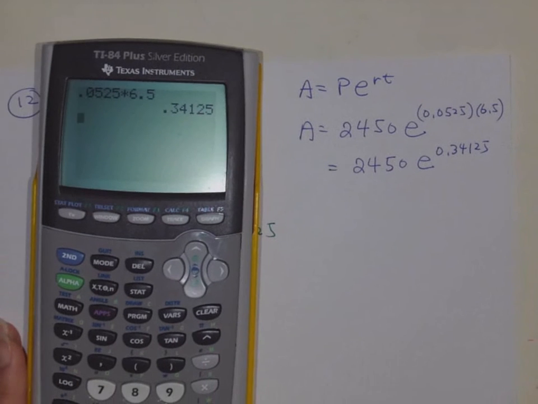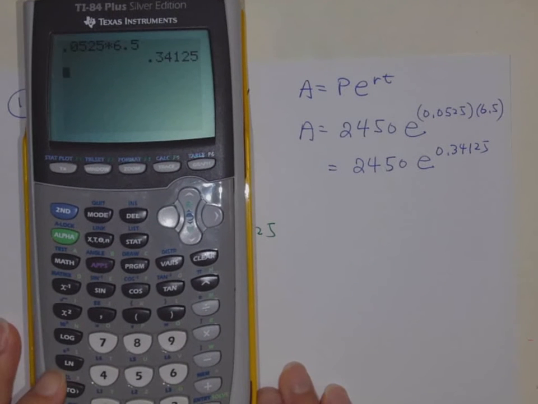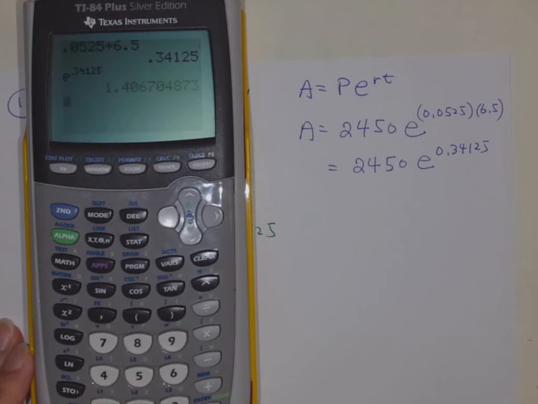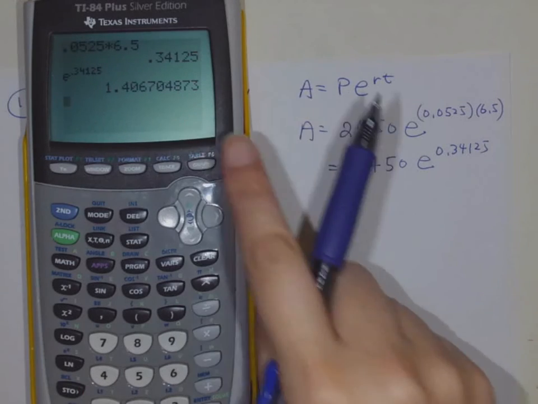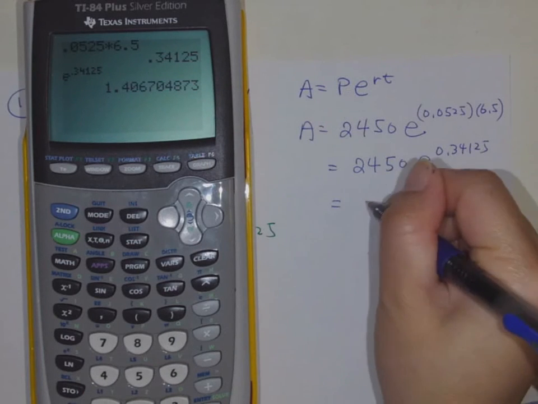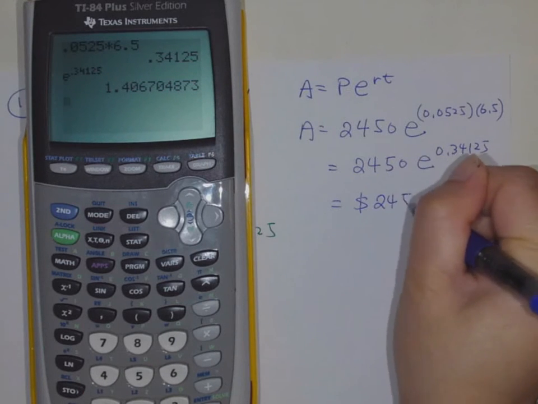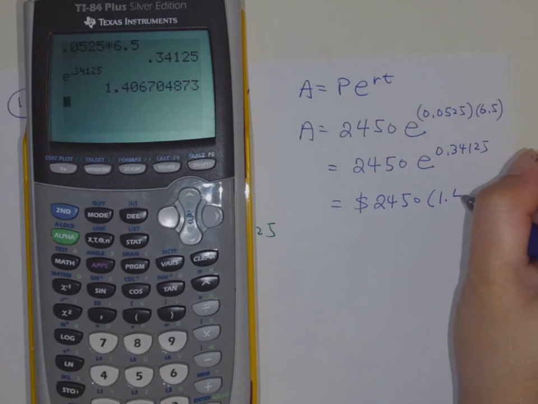E is going to be on top of ln, so you're going to need to use the blue button, second ln, to get your E, and then I'm going to put in 0.34125 as the exponent. So this part is 1.4 something, right? And don't forget, you should not round your number until the very last step.